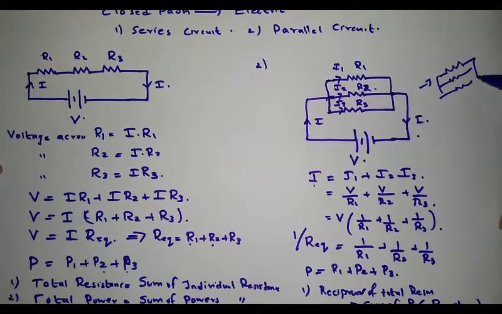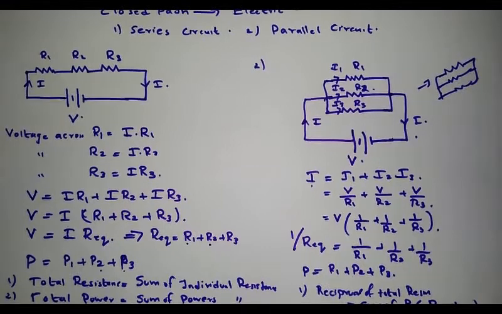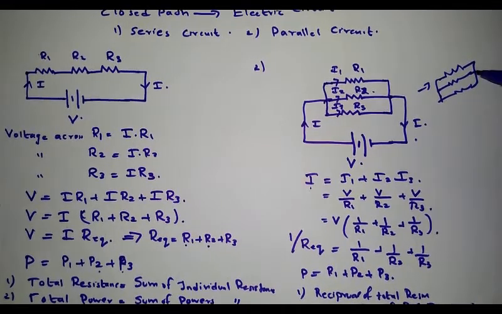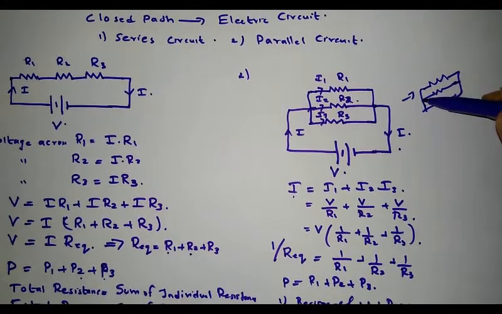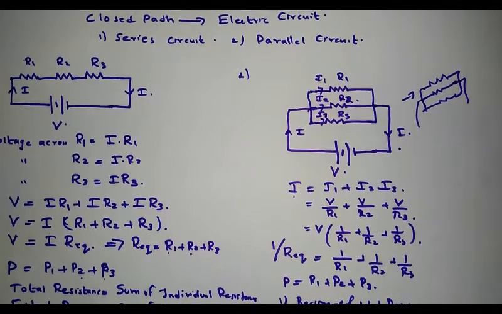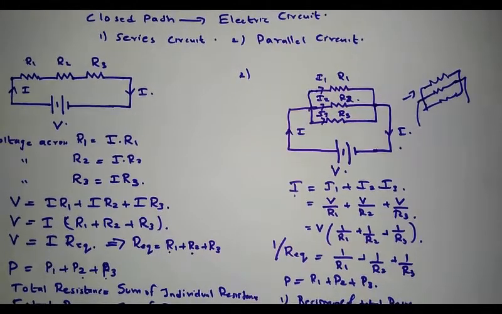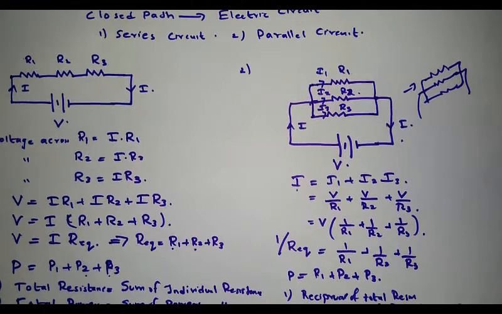So as in the case of our domestic house wiring, the loads are connected in parallel combination, because in parallel combination, the voltage remains constant across every load. Therefore, the household wiring is always made in parallel, because each appliance is rated at the same voltage, that is 230 volts as per Indian standards. Therefore, they are connected in parallel.